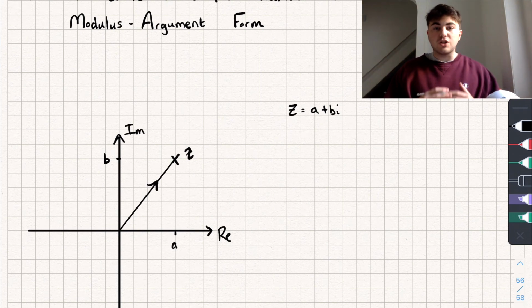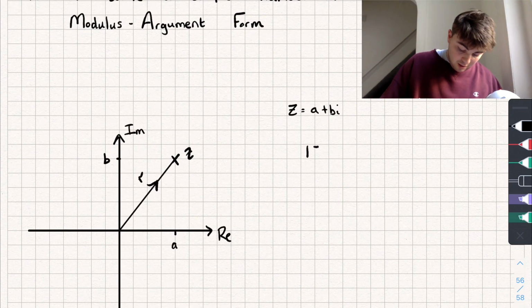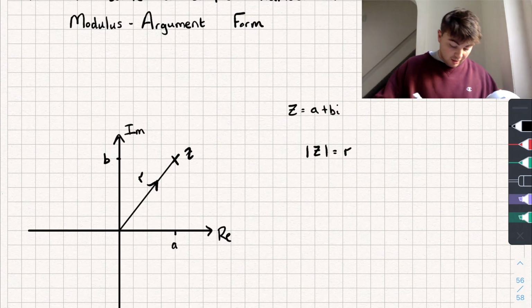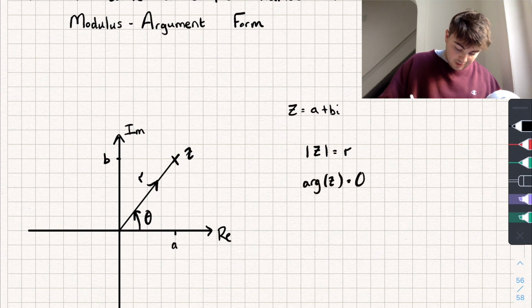Now for this example, let's just say this has a modulus of r. So this distance here is r, and I'll write it: the modulus of z is r. Let's also just say, to make it easy, that it has an argument of theta. So that's the angle between the positive real axis and the vector, and we'll call that theta. So the arg of z is equal to theta.